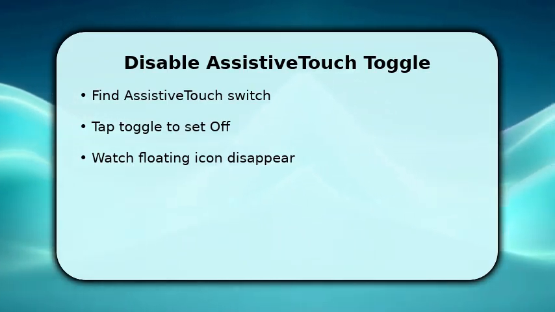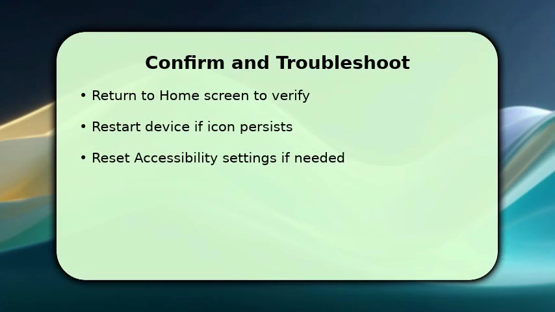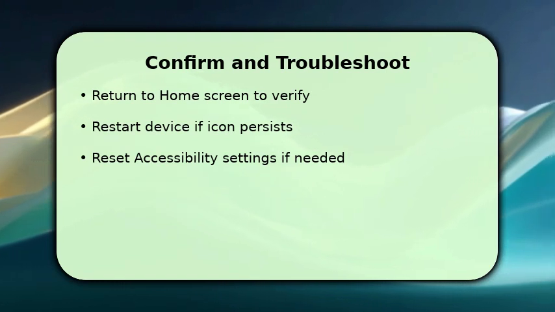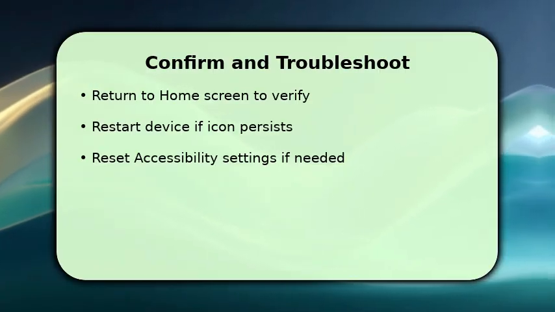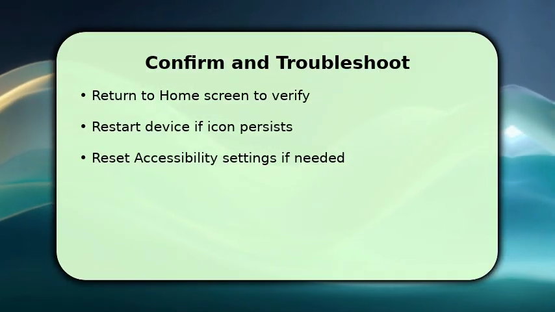Finish by returning to the home screen to confirm the Assistive Touch icon is gone, which proves the toggle worked. If the icon remains, restart the device because a soft reboot clears lingering UI artifacts.